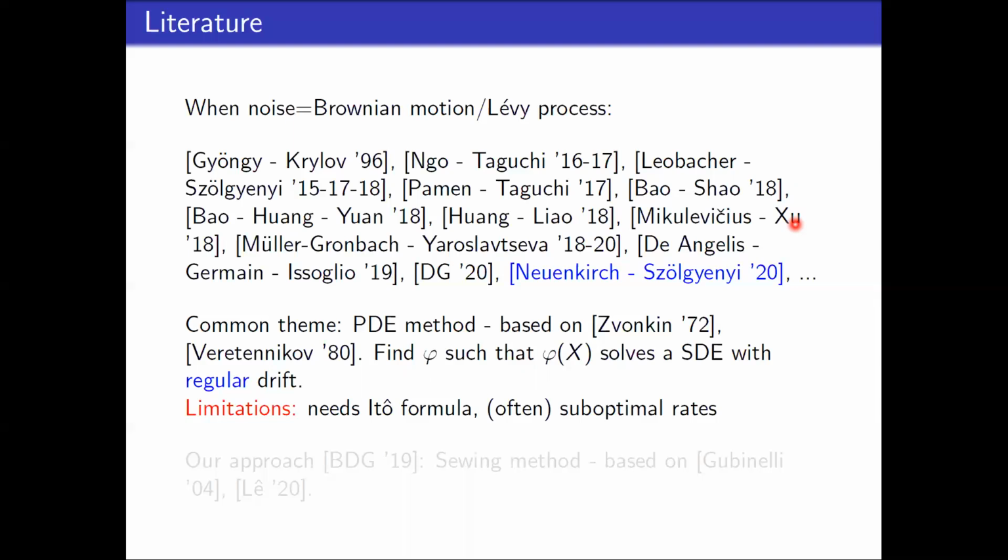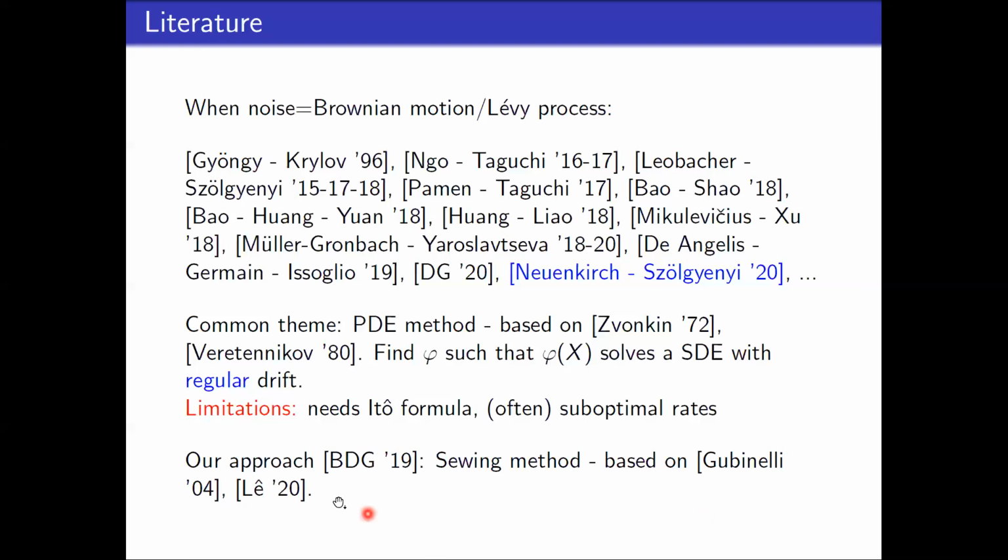But this also shows the limitations of this approach. First of all, you need the Itô formula, which for some different types of noises might not be available or might not be useful. But there's also another, more subtle limitation: doing this will lead to suboptimal rates. I will be more concrete about this when I talk about concrete results. So I will mention two results corresponding to these two limitations and how we can overcome them.